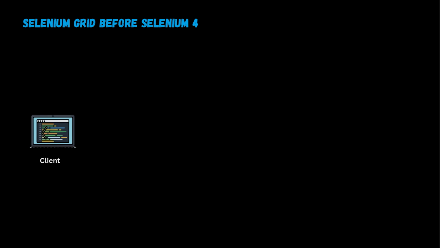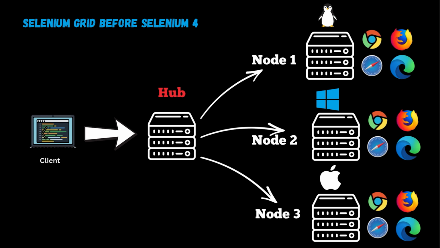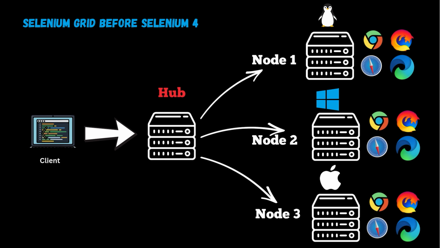Think of Selenium Grid as a traffic controller for browser automation. Instead of sending every test to a single browser on a single machine, Grid allows you to run tests across different browsers, operating systems, and machines. And that's not all. With Selenium Grid, you can run multiple tests in the same browser in parallel, and this reduces the execution time significantly.